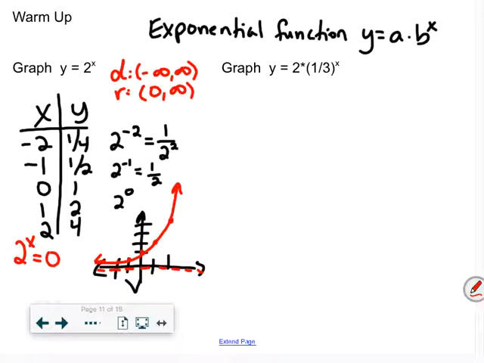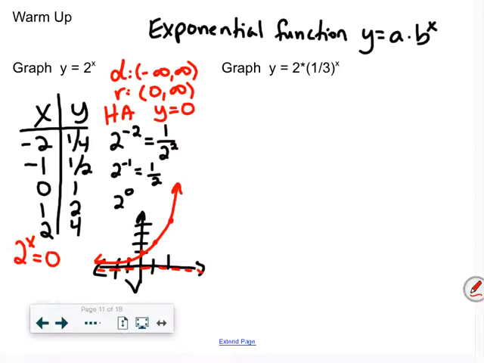Now, I have something called a horizontal asymptote, and we're going to abbreviate it HA. It's not ha, ha, ha, ha. It's horizontal asymptote. The horizontal asymptote, in general, is going to be the x-axis. Well, that's in a line. It's y equals 0.